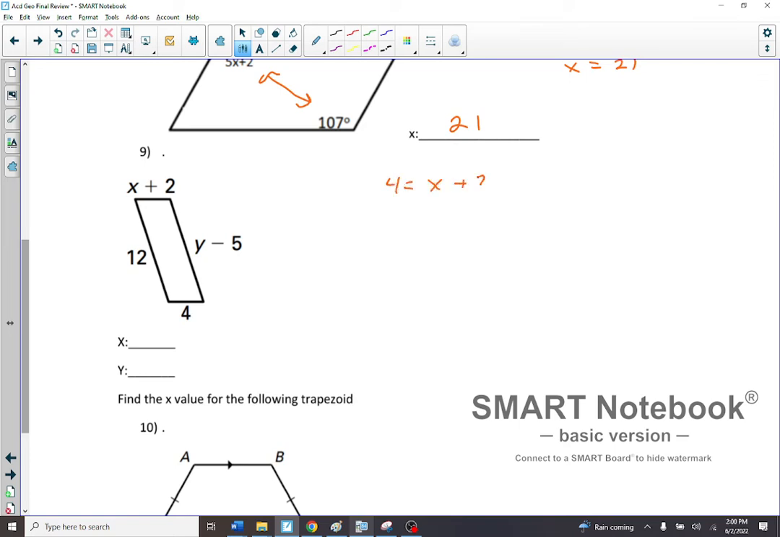4 equals x plus 2. So the opposite sides equal when it's a parallelogram. So subtract 2 on both sides. X equals 2. Pretty easy. And another one. I'll change the color.